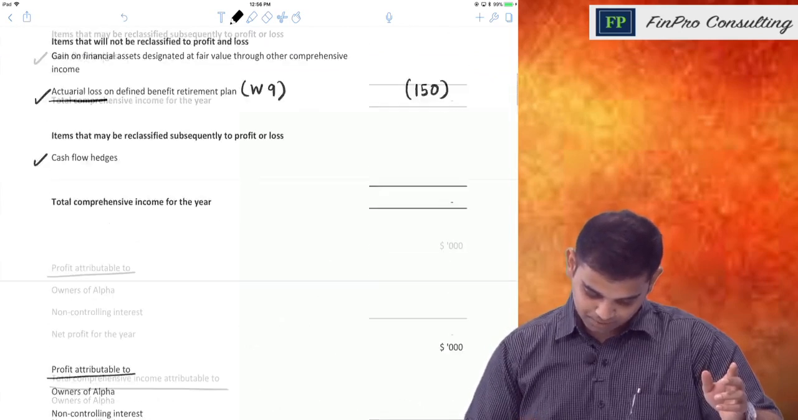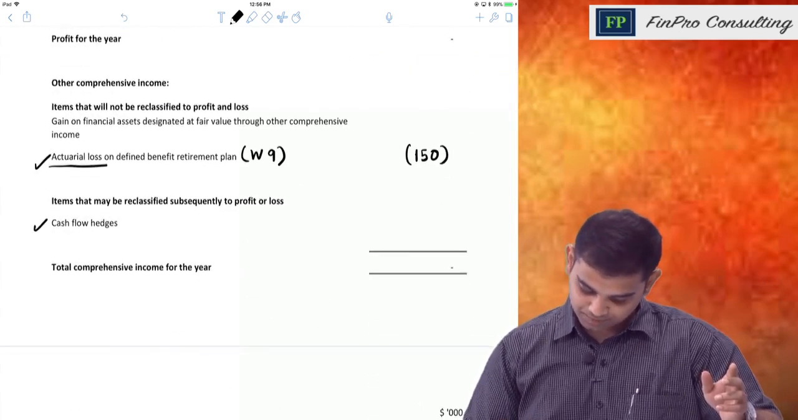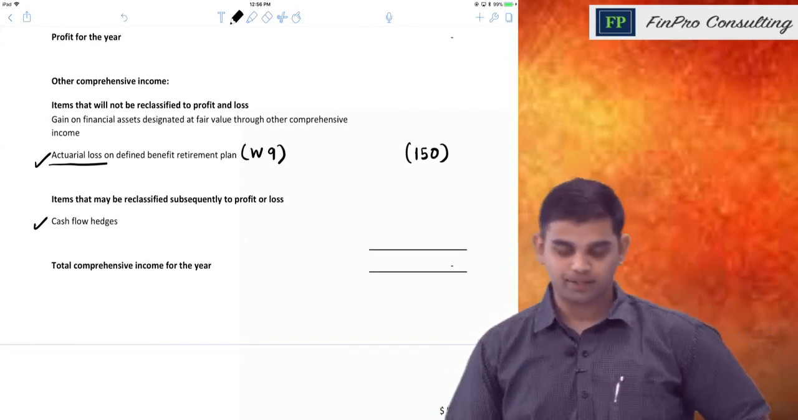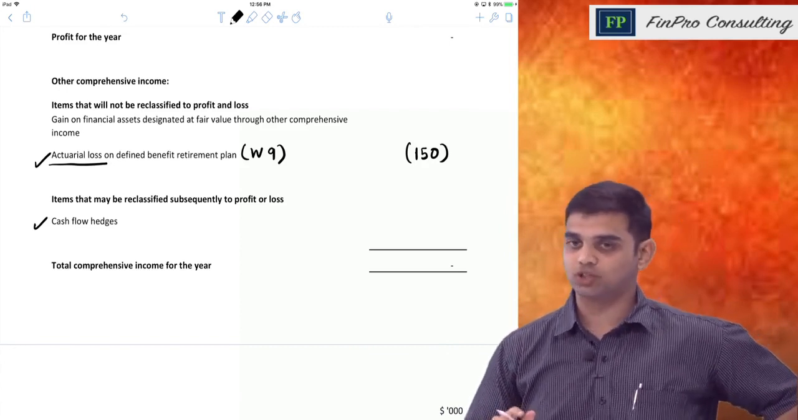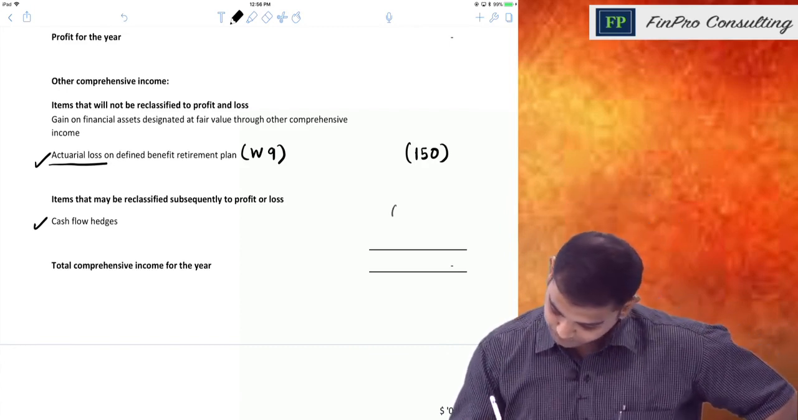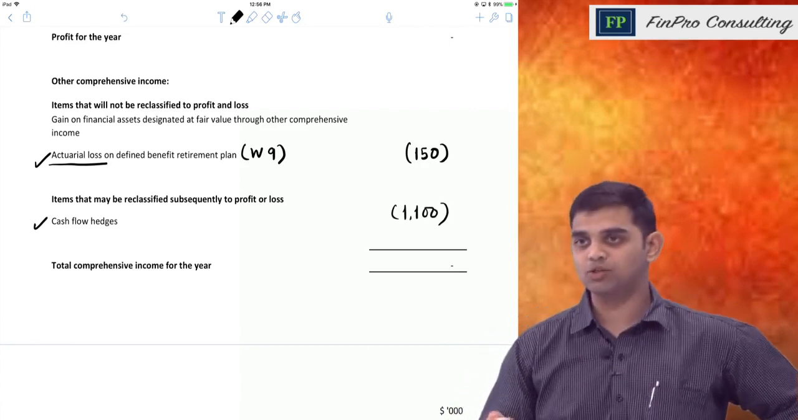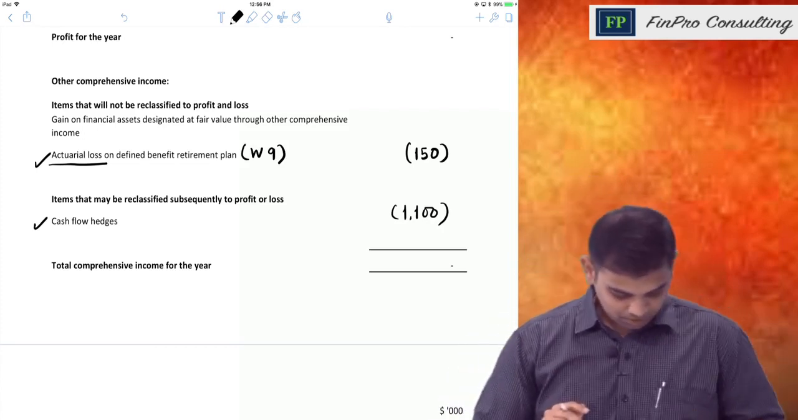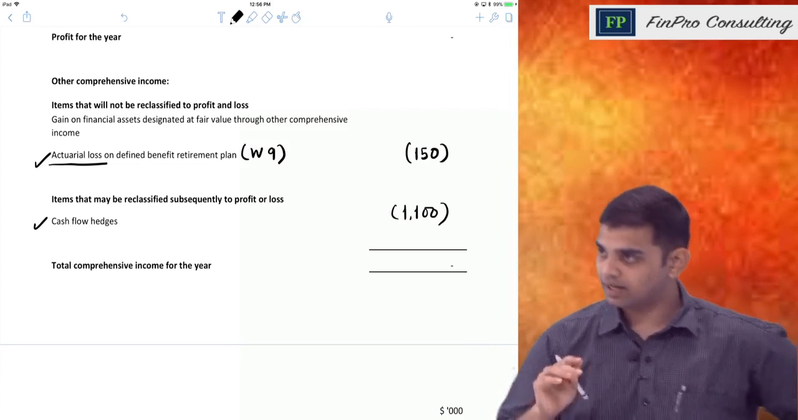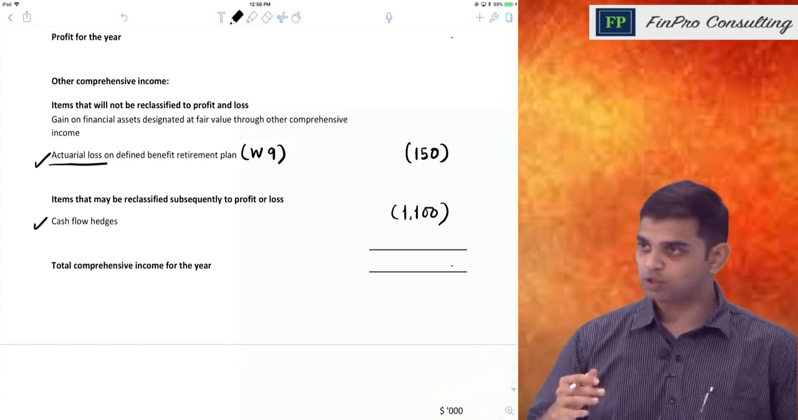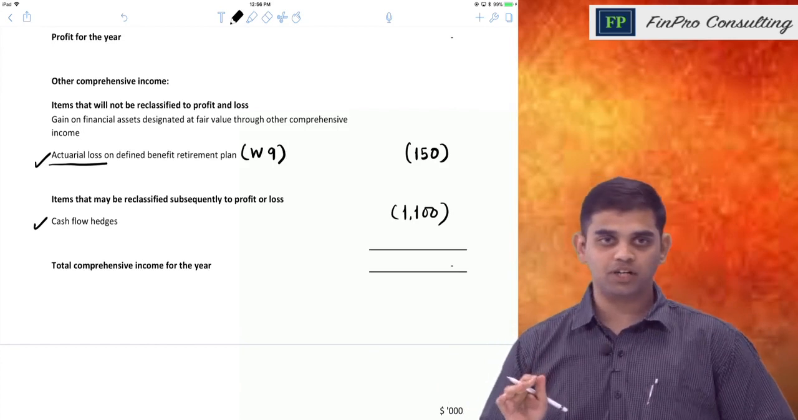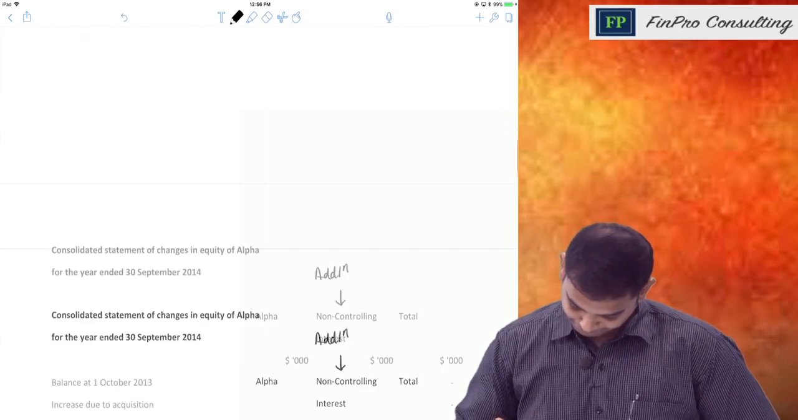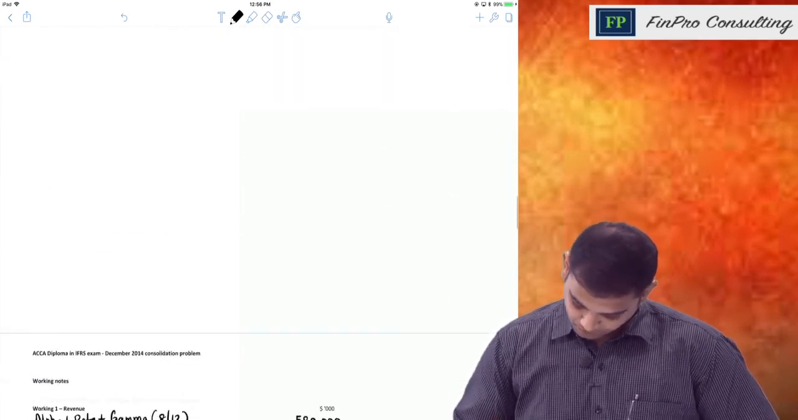Main answer, OCI. You see cash flow hedges, right? Items that may be reclassified to P&L. 1,100 is a loss, so I will write it in negative. Second impact is to the liability in the balance sheet, so no need to give the second impact. Done. Now, in P&L all the adjustments are done. Now, let us close each working note and start posting it to P&L. Total of revenue.